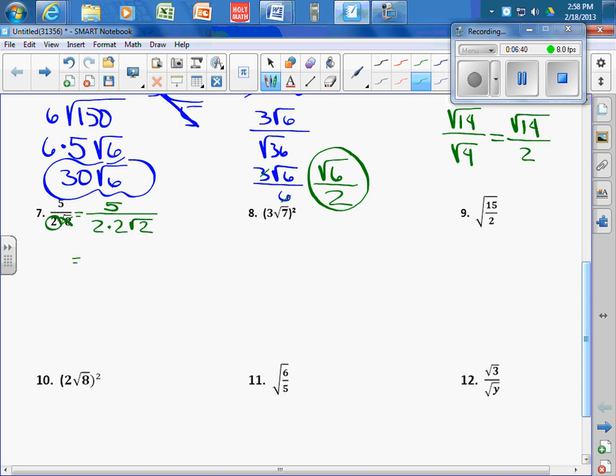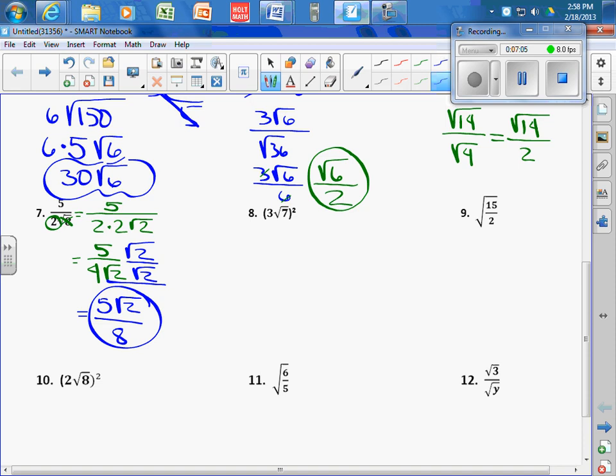So actually what I need to start with here is 5 over 4 radical 2. Now this is going to be much easier to simplify because when I multiply everything times radical 2 over radical 2, in the numerator 5 radical 2, in the denominator 4 times 2 is 8. There's your final answer.